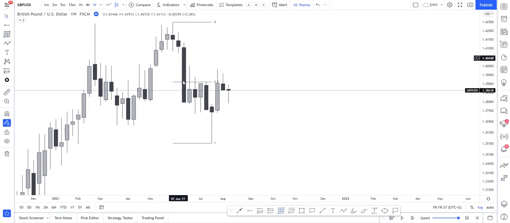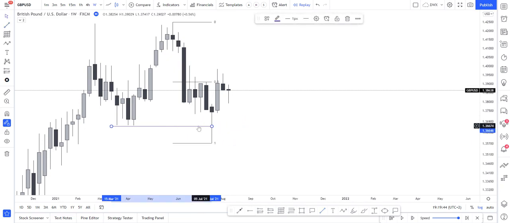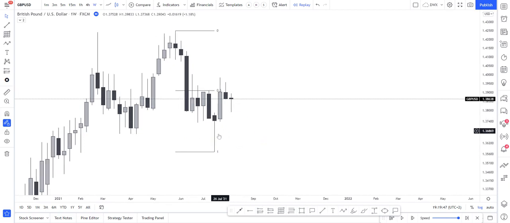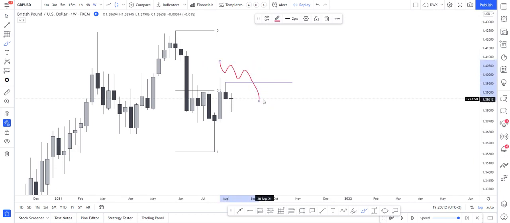The difficult thing with this one is that we did not break any structure with body closes. We just wicked below it. So that's something to consider. But we can also see that this push towards the downside left a wick, so we know that wicks usually get filled. Then we can also see, just looking at price action, that price failed to make a higher high, and then after that wick price again made a lower low. So on the lower time frames, we can see the price is moving towards the downside.